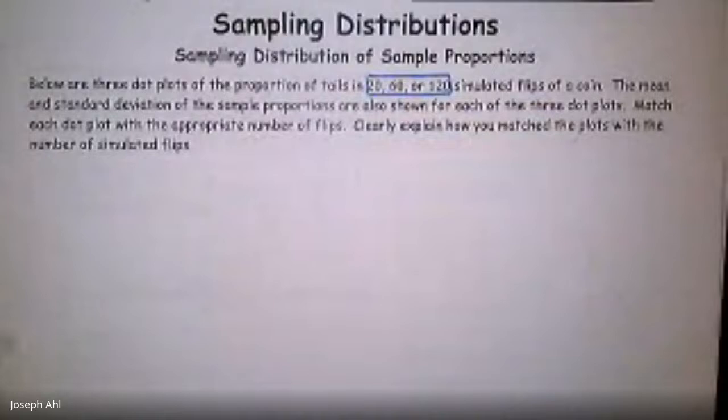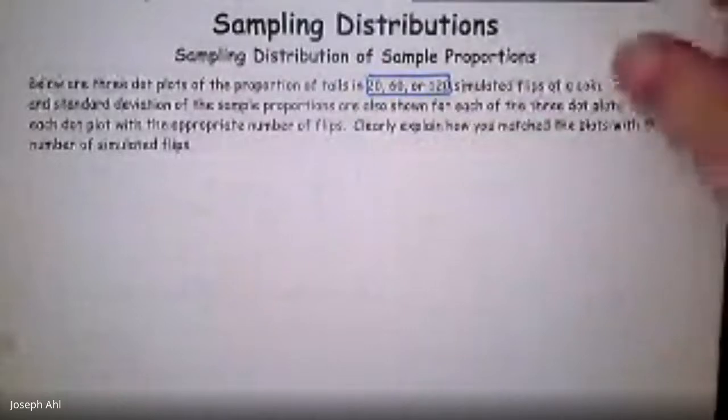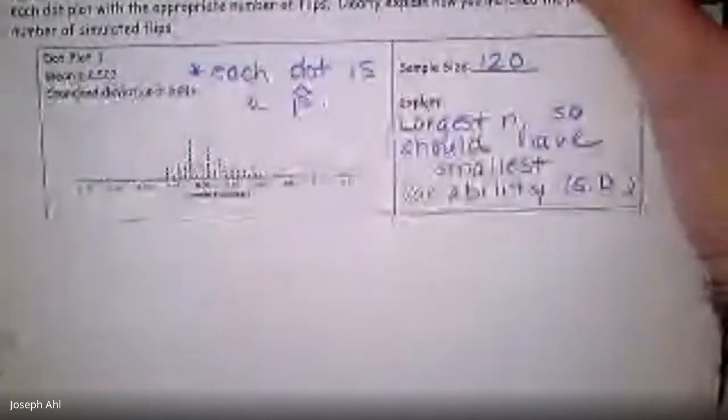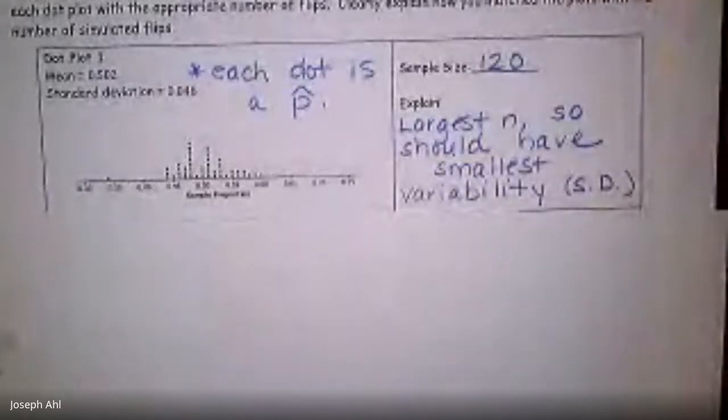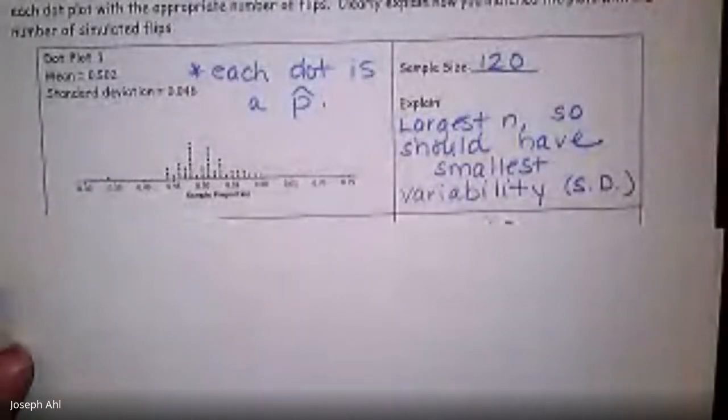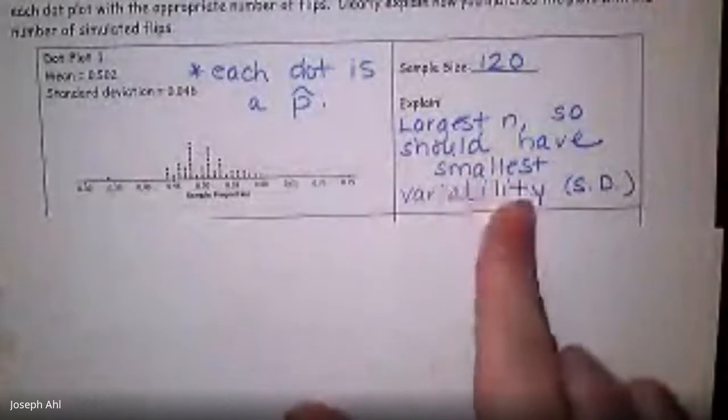So think about that for a moment. And if you want to give it a shot, go for it. If you're unsure, then here are the results. Dot plot 1 is representative of a sample size of 120. It wound up having the smallest variability.